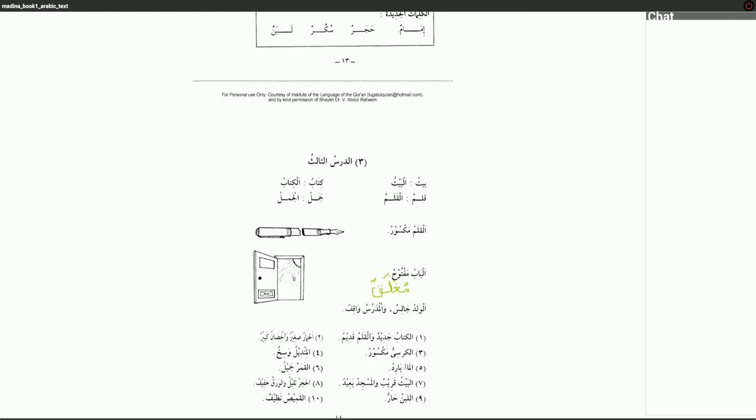Al-waladu jalisun. Wal-mudarrisu waqifun. Now, al-walad, you studied that in the previous lesson. Al-mudarrisu, you also studied that in the previous lesson.